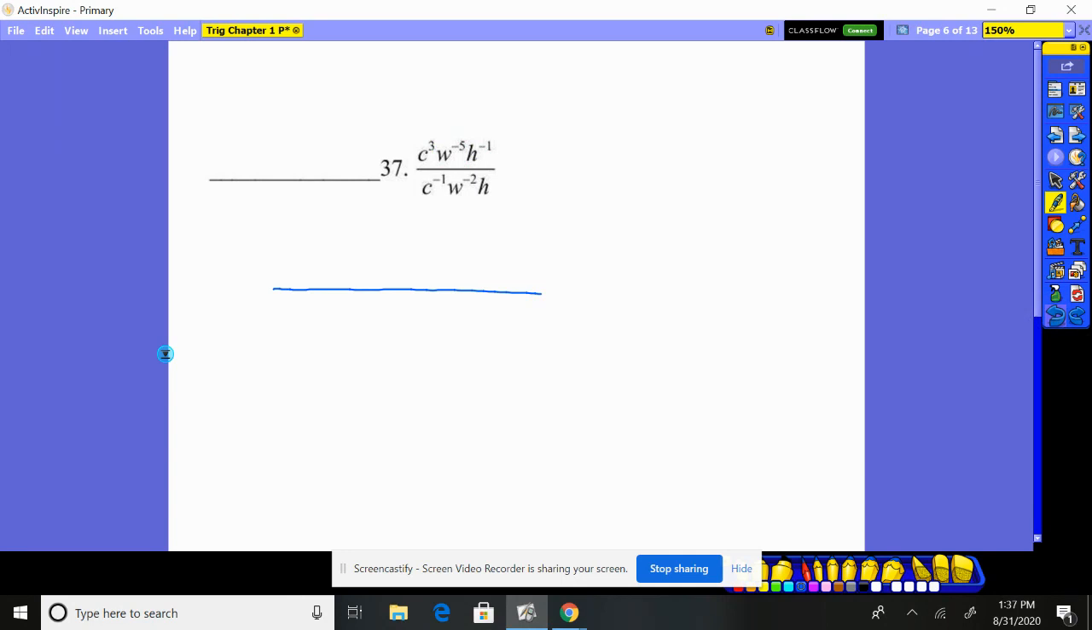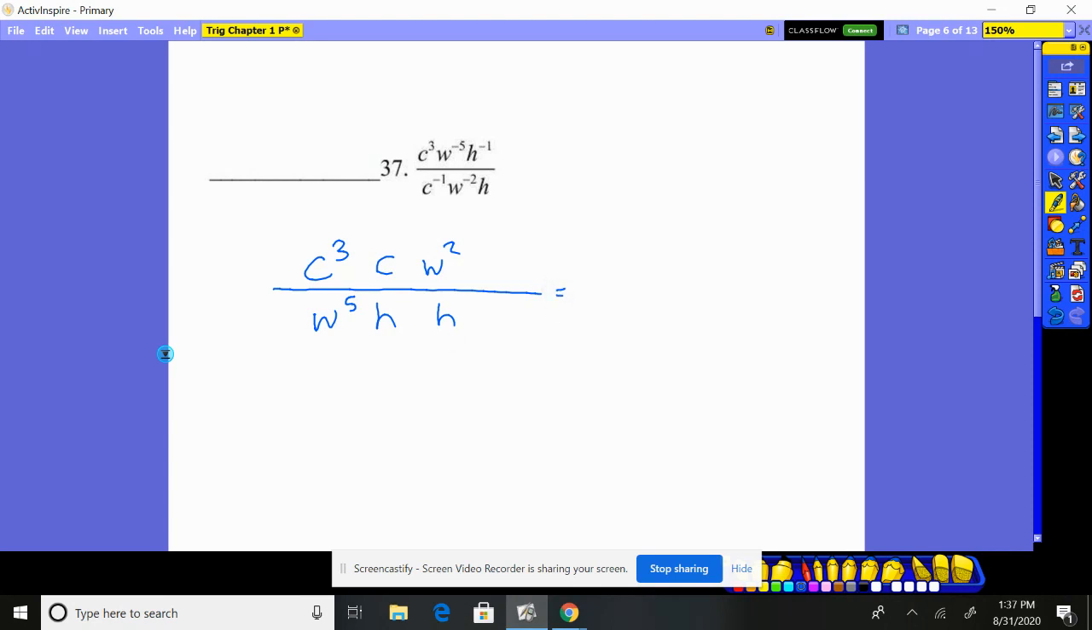So first, I see c to the third. It doesn't move. The w to the negative 5th says you move below. h to the negative 1 means you move below. I'm not going to put a first power on it. It's understood. I now come to the bottom. c to the negative 1 is down below, so now it's going to move up top. w to the negative 2 now moves up top. h stays where it is.